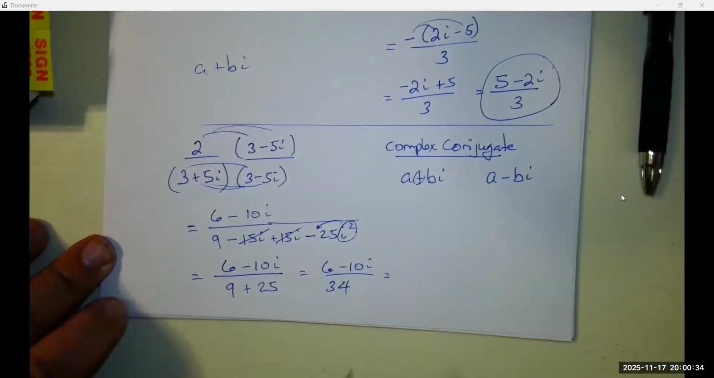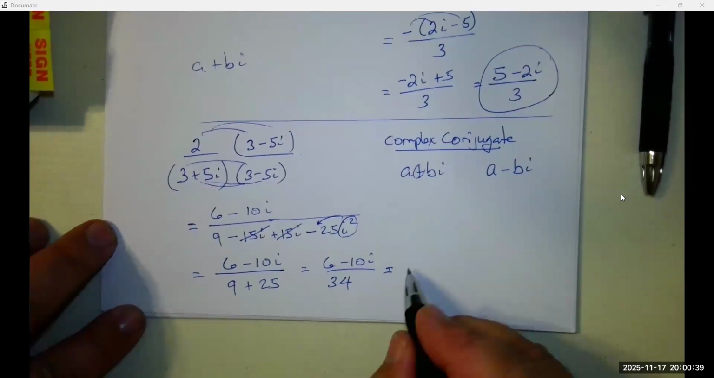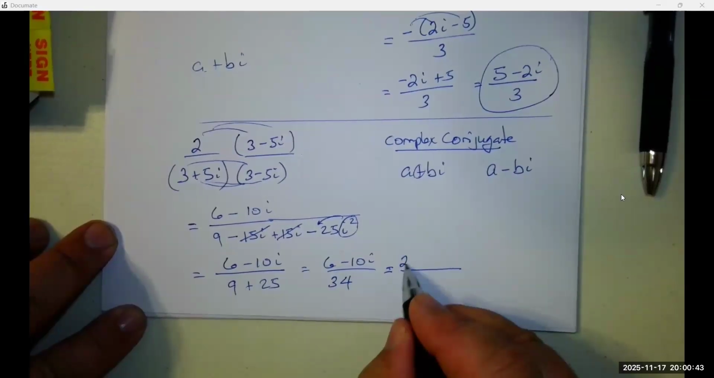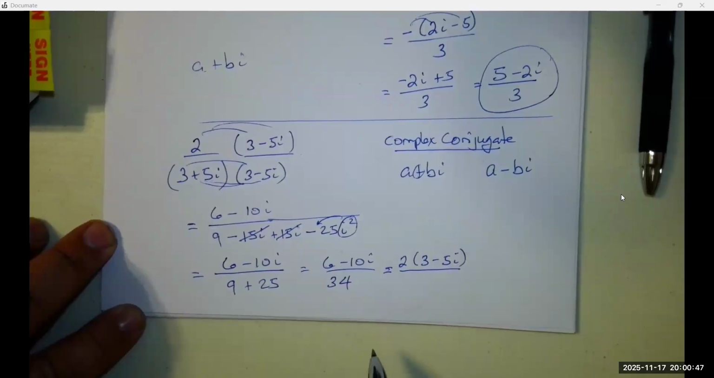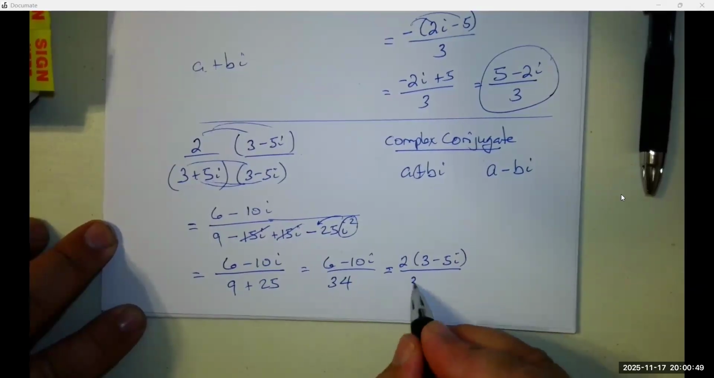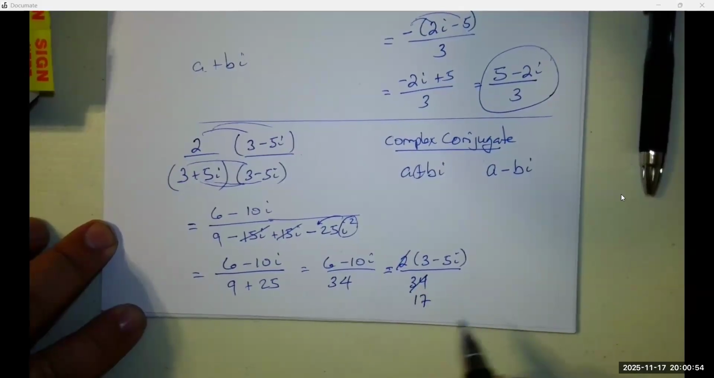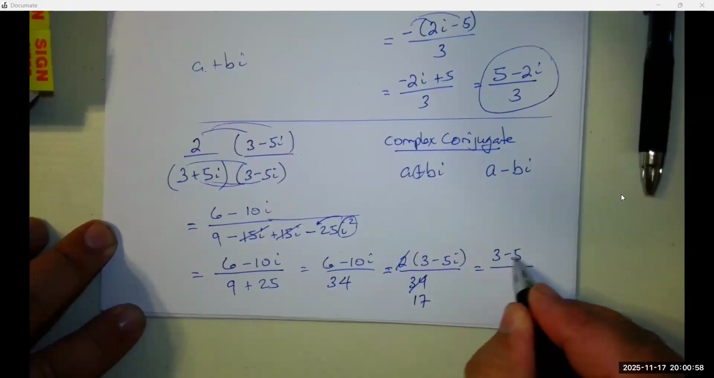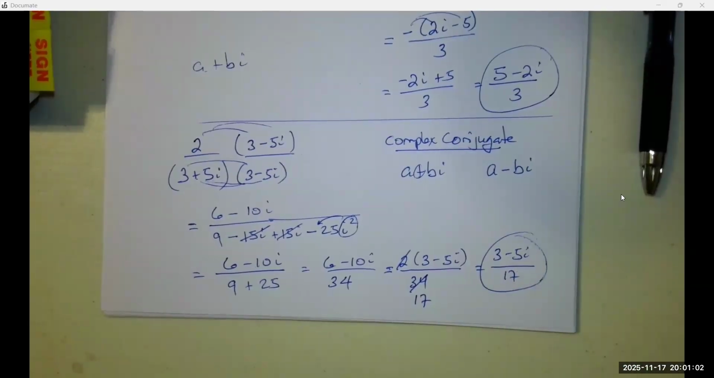We're not done yet. The computer won't take this as an answer because you can simplify this. 6 and 10 both have a 2 in common. So I factor out a 2. Does 2 go into 34? Yes, it goes in there 17 times. So your final answer is 3 minus 5i over 17.